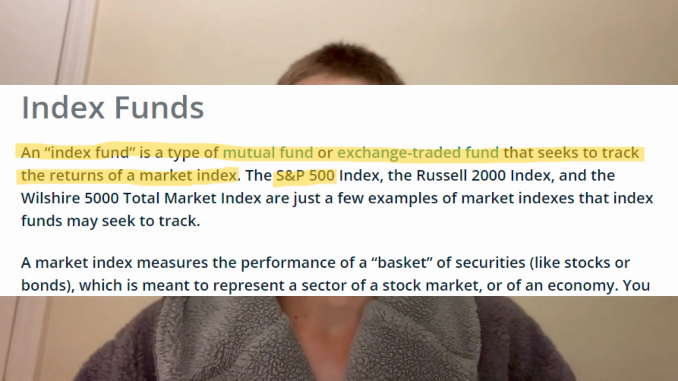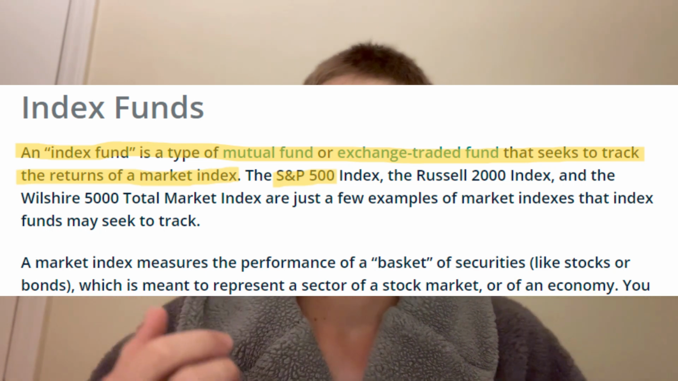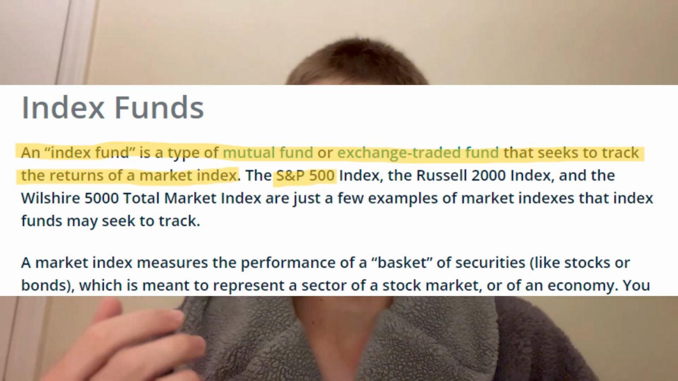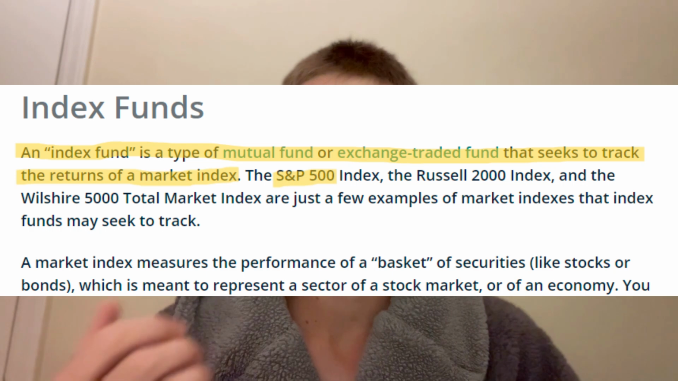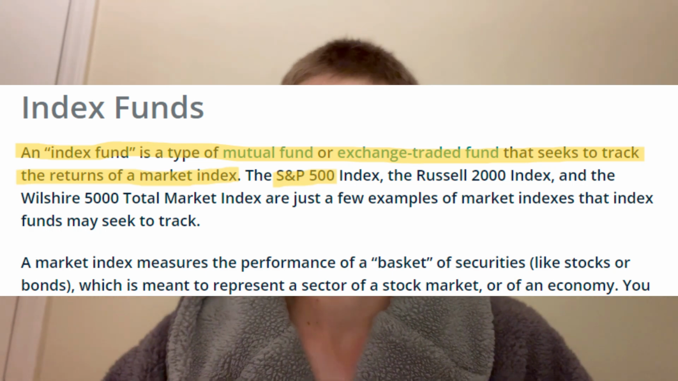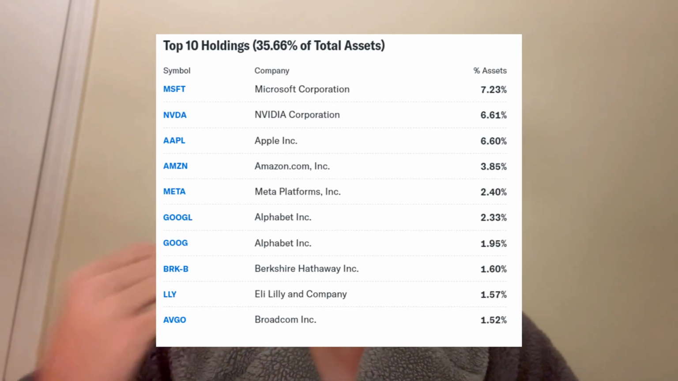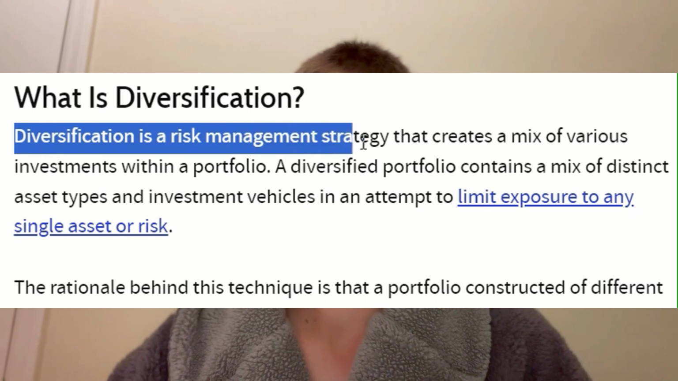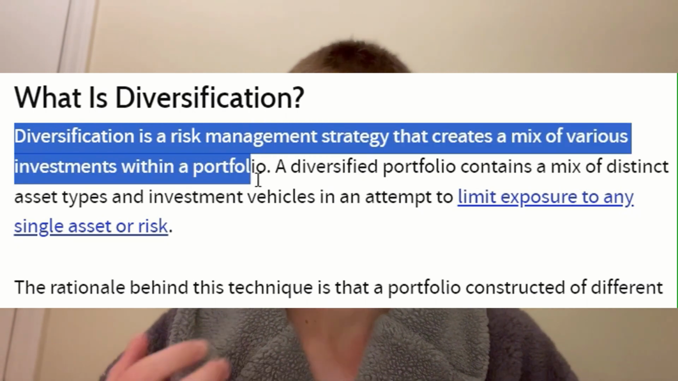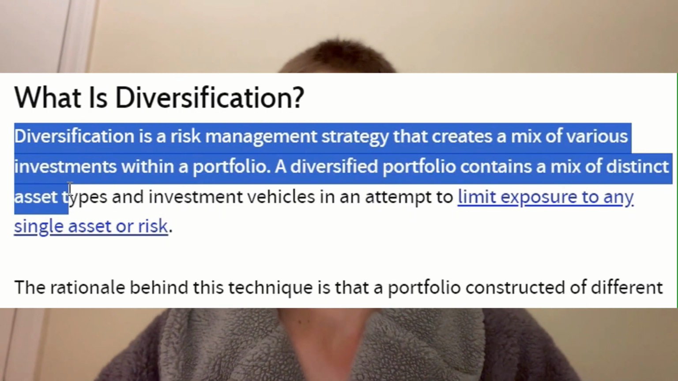Now, index funds are mutual funds or ETFs designed to follow preset rules so that a fund can track a specified basket of investments. For example, the S&P 500 index fund is one of the most popular, which includes 500 of the largest U.S. companies. Diversification is a strategy of spreading your investments across various companies to reduce risk. A well-diversified portfolio might include stocks, bonds, real estate, and cash.